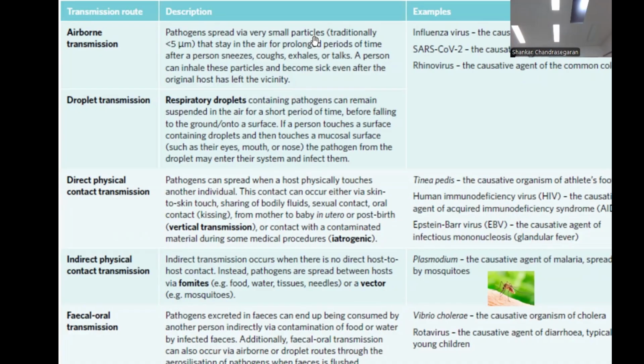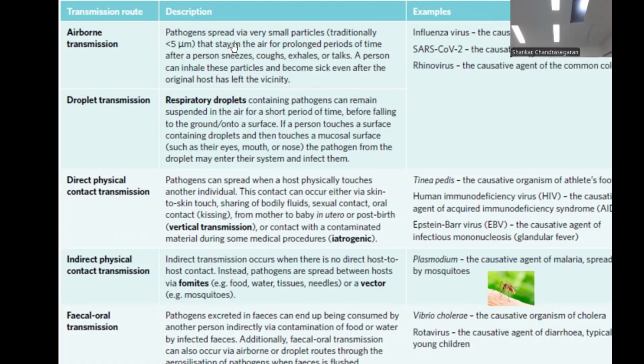Next is droplet transmission, where respiratory droplets can remain suspended in the air. So instead of just being small particles, this one is more about small droplets, right? Physical droplets that are going to persist or suspend in the air much longer before they fall to the ground. And if they come in contact with your eyes, mouth, or any other openings, you can get infected as well.